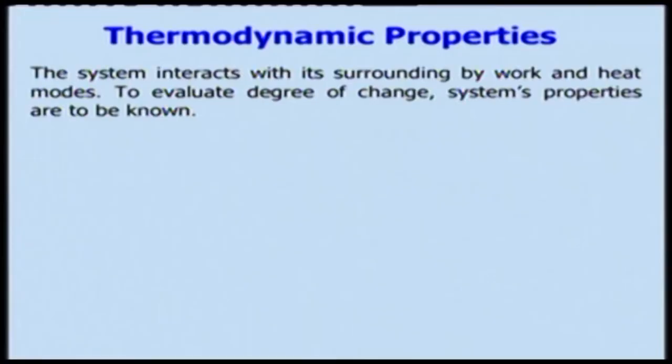And then we moved into the various ways of measuring temperature and also the importance of a temperature scale which will be independent of the thermometric fluid. And now today we will be looking at the properties related to thermodynamics and how they vary, because the properties only will tell us about the system's interaction with the surrounding. The state of the interactions can be judged by looking at the properties in a quantitative manner. So, to evaluate the degree of change, the system properties have to be known, because a change of state means a change in thermodynamic properties.